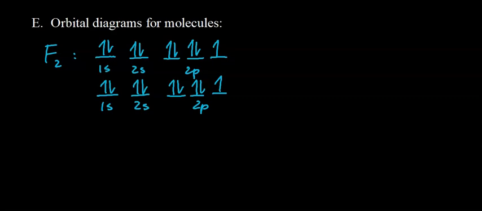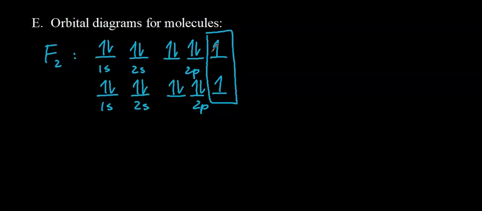And so we see each fluorine has one half-filled orbital. I'm just going to box those two orbitals, and those two orbitals are the orbitals that overlap. The two fluorines then will share this pair of electrons. That shared pair of electrons we call a covalent bond.